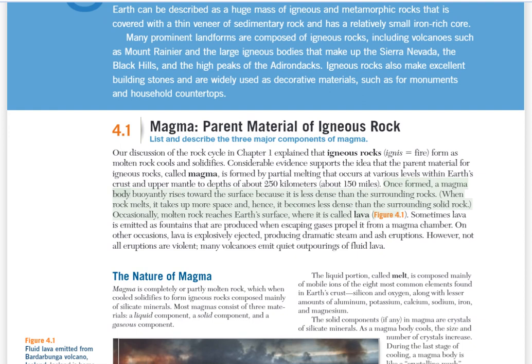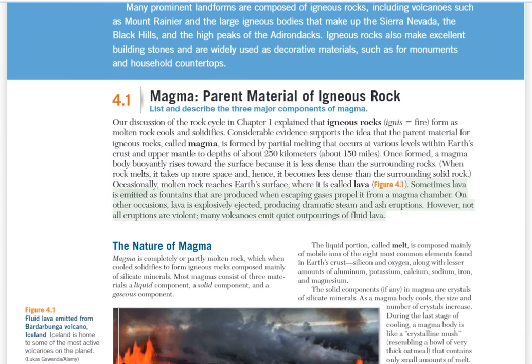Once formed, a magma body buoyantly rises toward the surface because it is less dense than the surrounding rocks. Occasionally, molten rock reaches Earth's surface, where it is called lava, Figure 4.1. Sometimes lava is emitted as fountains that are produced when escaping gases propel it from a magma chamber. On other occasions, lava is explosively ejected, producing dramatic steam and ash eruptions. However, not all eruptions are violent. Many volcanoes emit quiet outpourings of fluid lava.